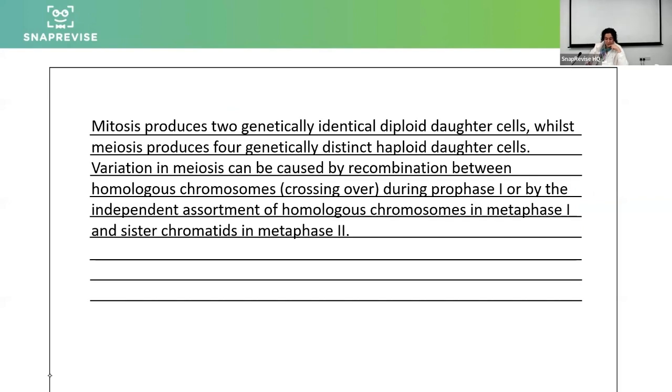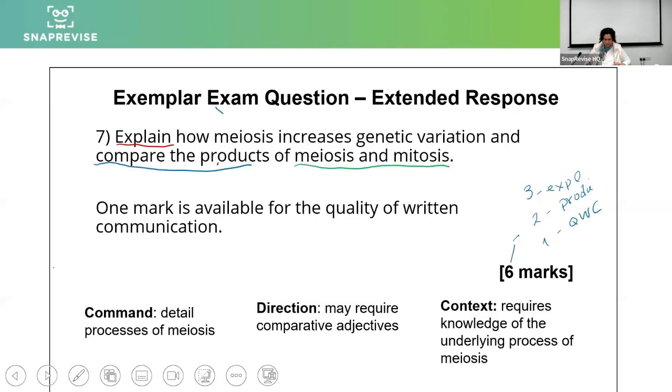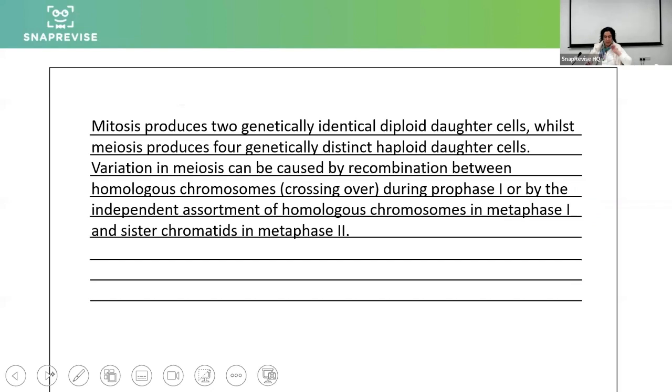Mitosis produces, so we're starting by comparing the products, mitosis produces 2 genetically identical diploid daughter cells. That's 1 mark because those are the products. While meiosis produces 4 genetically distinct haploid daughter cells, that's my 2nd mark. So those are my 2 marks for comparing the products.